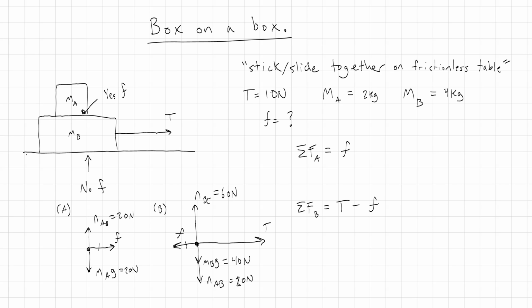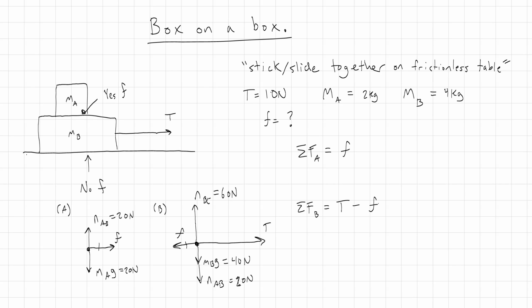Now, for this problem, to figure out the amount of friction, all I really need to do is figure out the acceleration of the system, and then use that with one of the masses of the blocks to work backwards and figure out what friction needs to be.